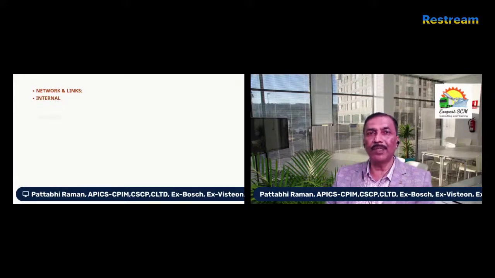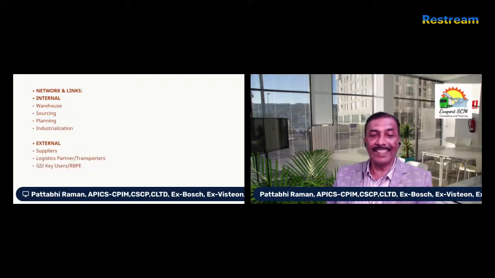Internally, you should be able to coordinate with multiple functions like warehouse, sourcing, planning, industrialization. Okay, so it's a multiple role, and it is not clearly given to whom this position is going to report. Of course, planning has to discuss with the warehouse or other industrial functions. Coming to external: supplier, logistic partner, transporters, GSI, key user, RBPE.